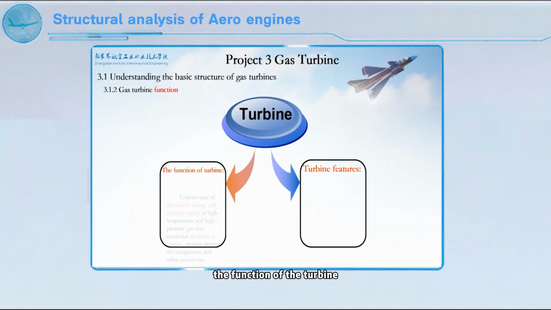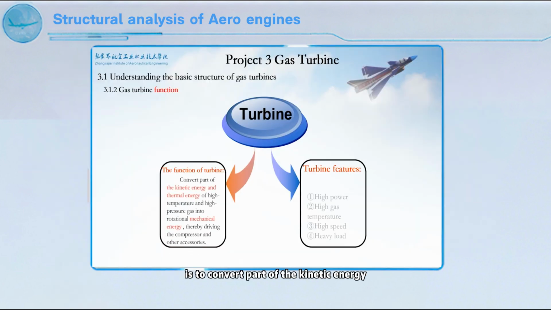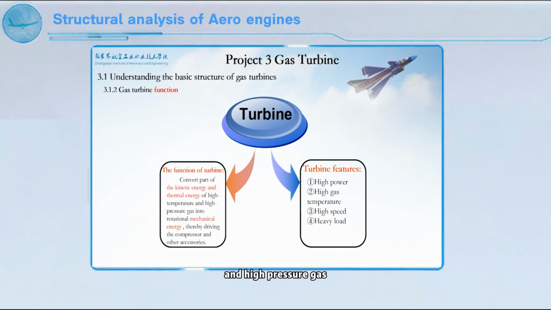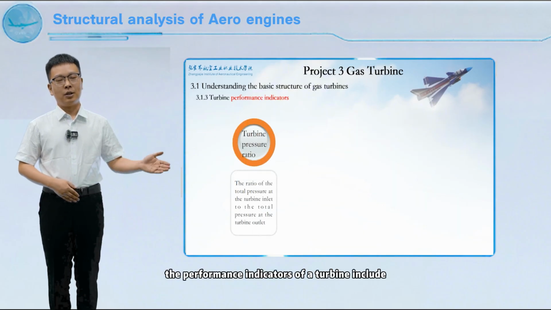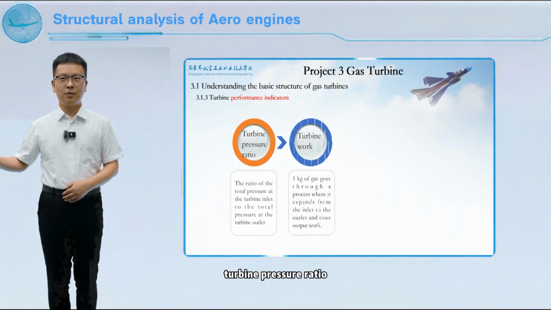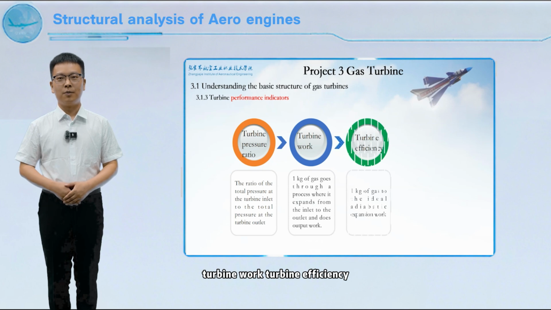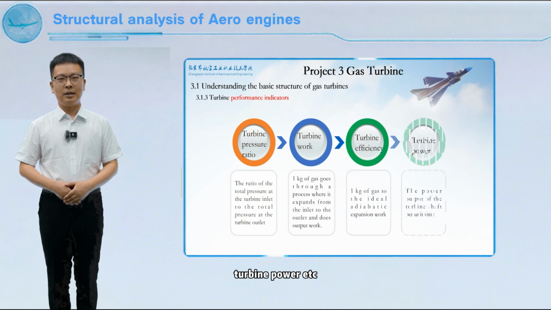The function of the turbine is to convert part of the kinetic energy and thermal energy of high temperature and high pressure gas into rotational mechanical energy, thereby driving the compressor and other accessories. When the turbine is working, it has the characteristics of high power, high temperature, high speed, and high load. The performance indicators of a turbine include turbine pressure ratio, turbine work, turbine efficiency, turbine power, etc.